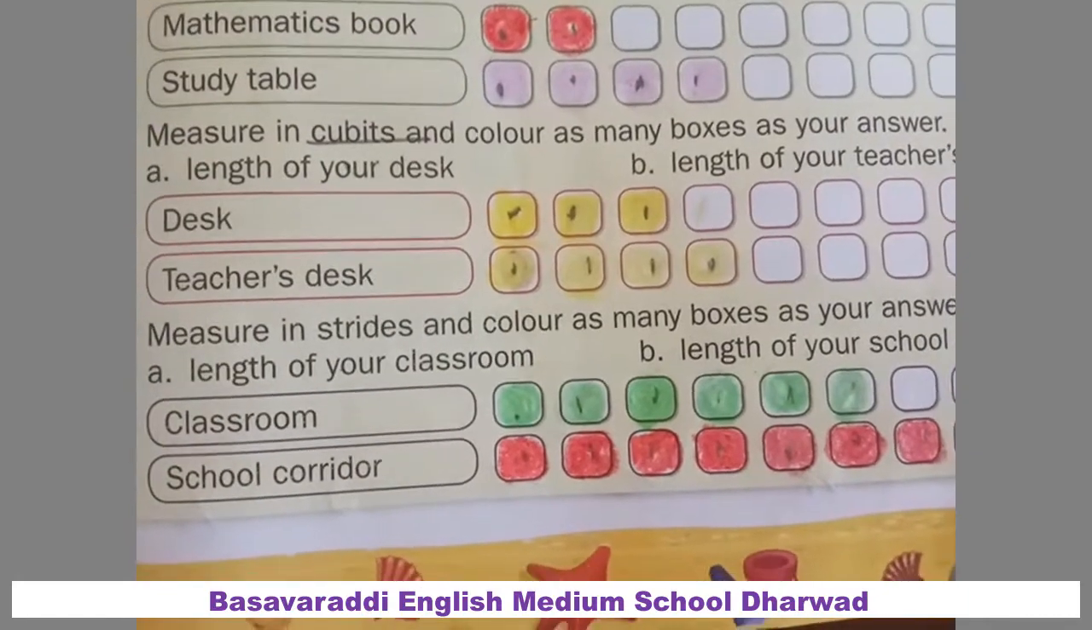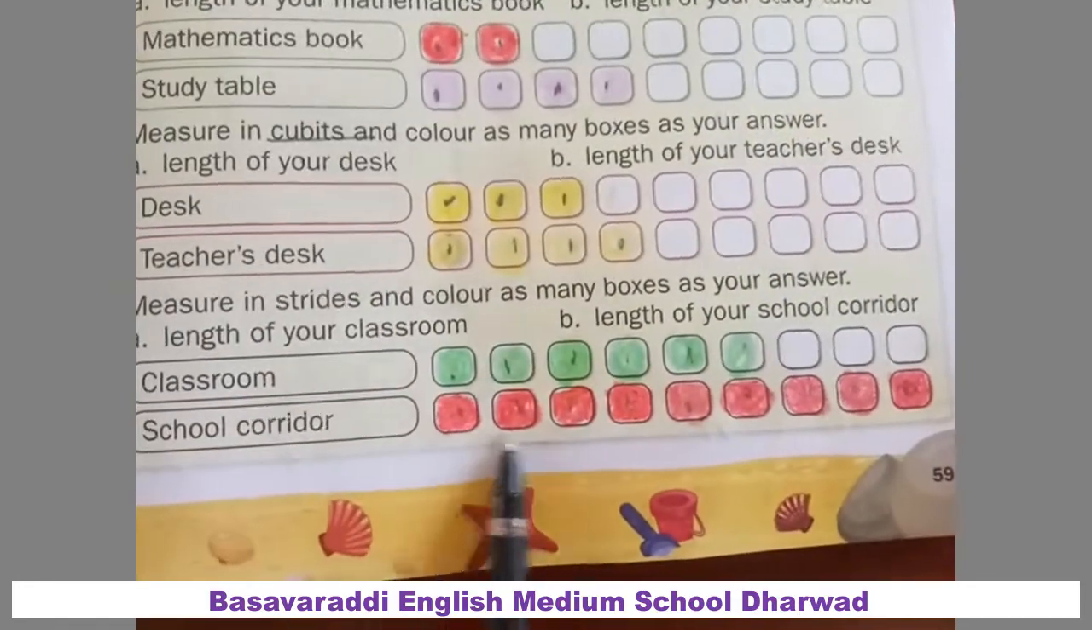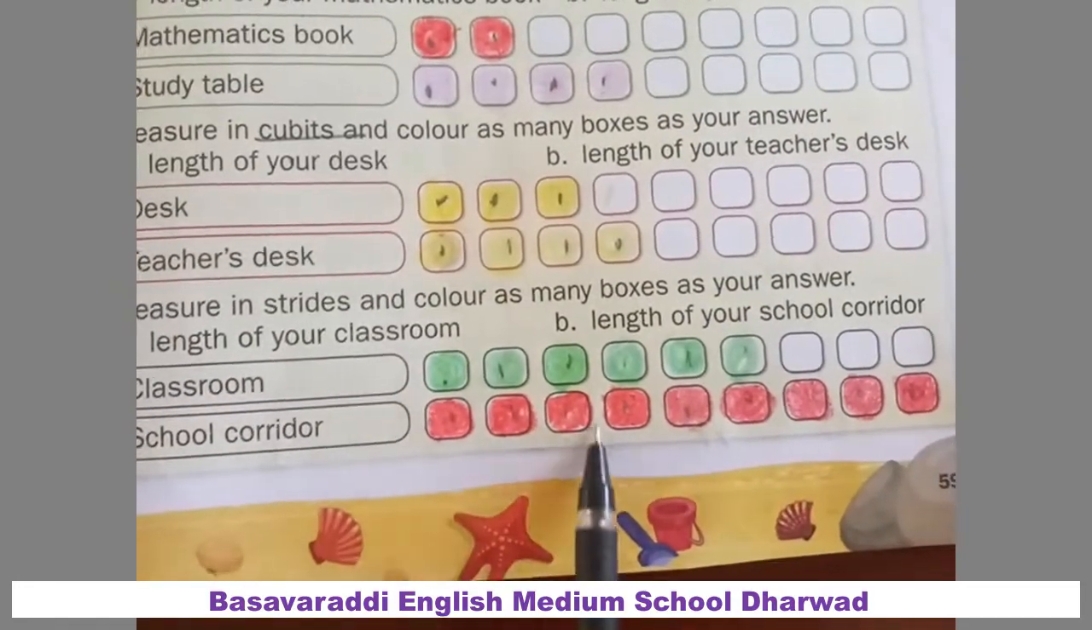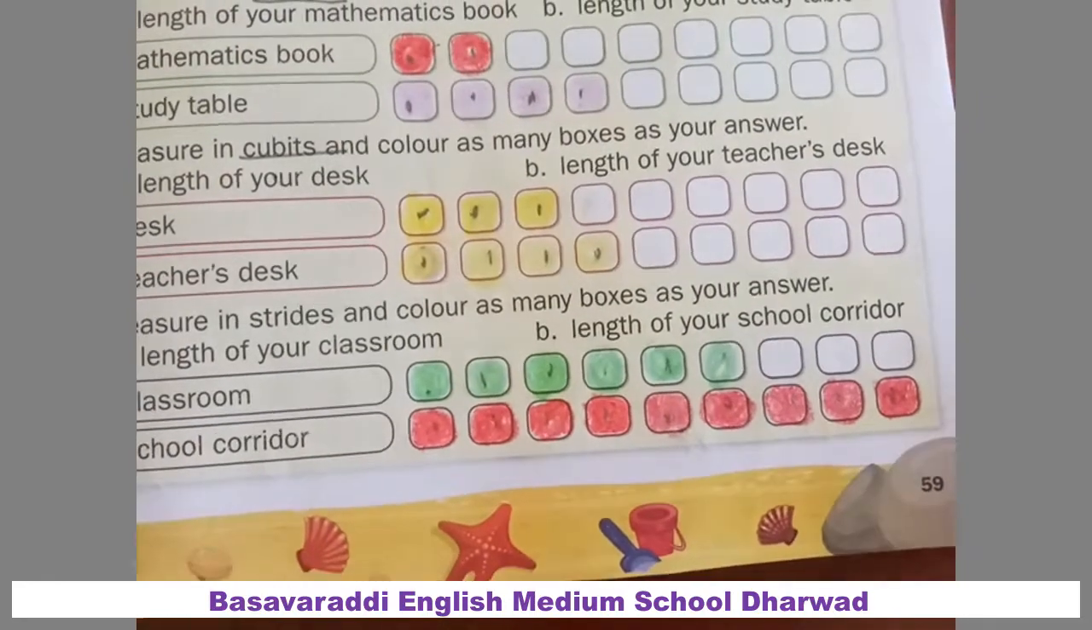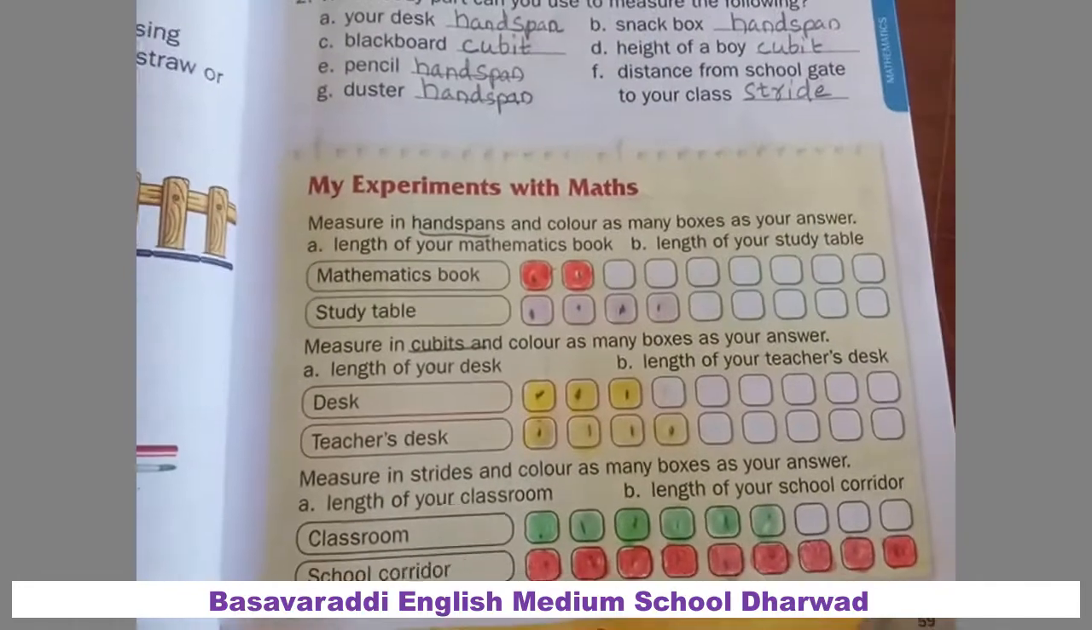How many of your legs? That is how much you have to color. School corridor. So much is there. So how to color: 1, 2, 3, 4, 5, 6, 7, 8. Okay, so you have to write this in your fair book.